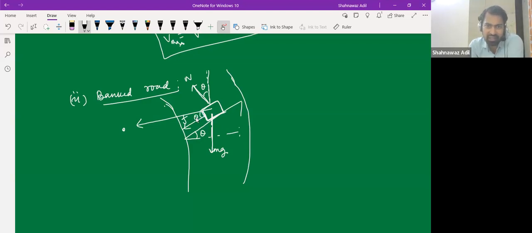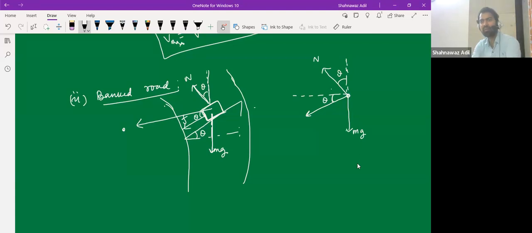Okay, so then this is the angle. If we write the free body diagram of this object, we have this normal, right? We have this weight, and then we have this frictional force. Okay, so then this is theta, this is 90 minus theta, and then this is theta. Okay, so this is the overall diagram of this banked road. Understood? Yes, sir. Okay, and this is F.